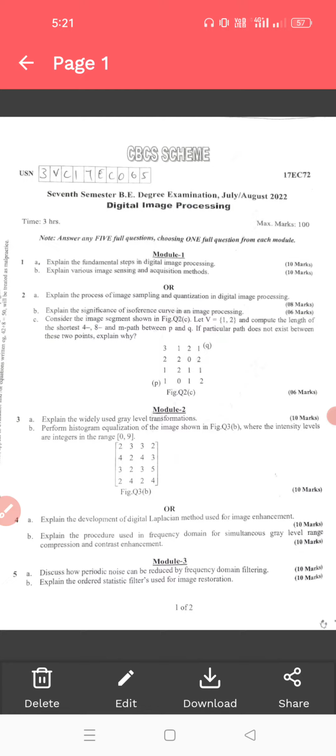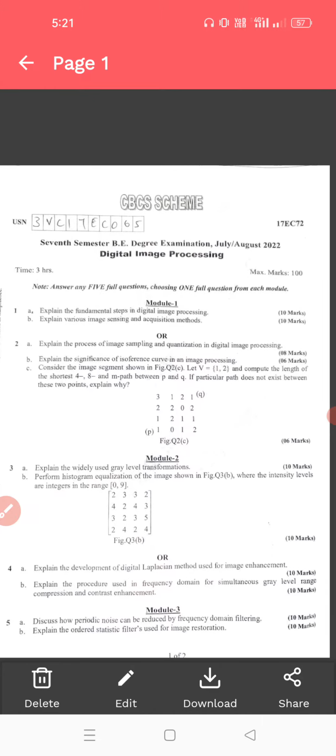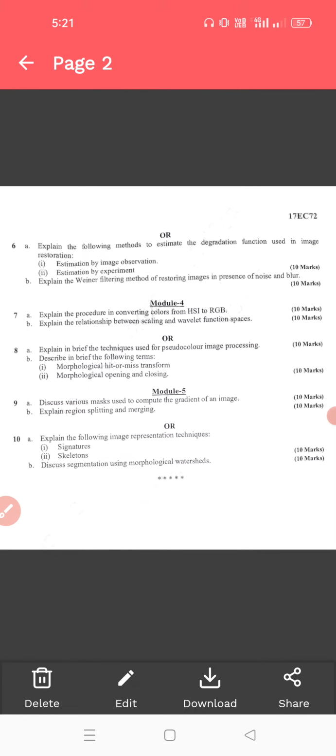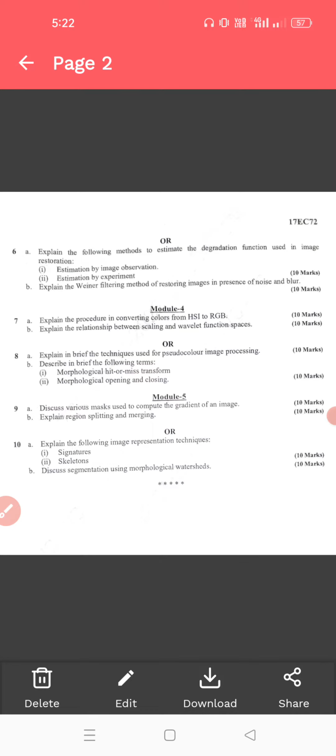Okay, so this is the digital image processing question paper. Nothing more than that I will explain on this. So 6th question, 7th question, 8, 9, 10. So this is the second part of the digital image processing question paper of 17 scheme.